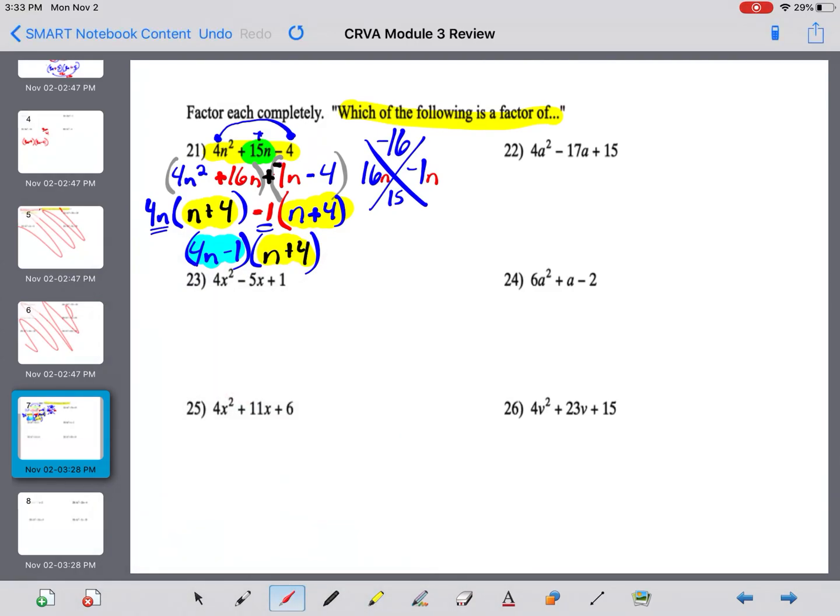Let's try that again with number 22. Again, there is no GCF.